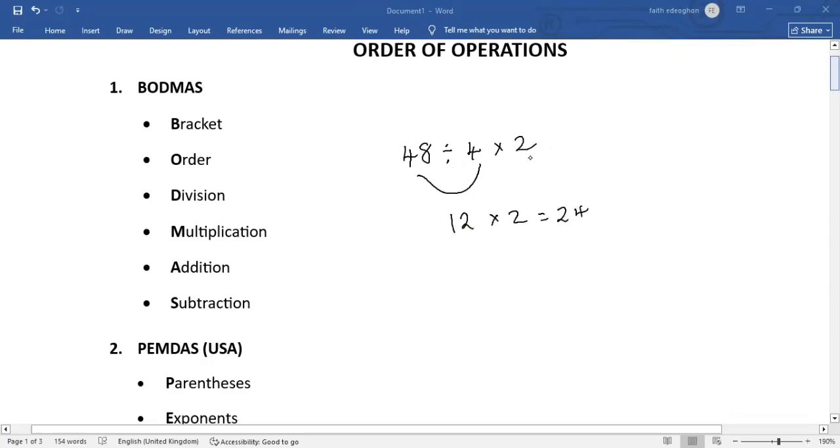So like I said, in multiplication and division, either of them can come first based on which one comes first in the equation. And that same rule applies to addition and subtraction. Either can also come first depending on which one comes first in the equation. Okay, so let's look at some examples and how we can apply BODMAS.